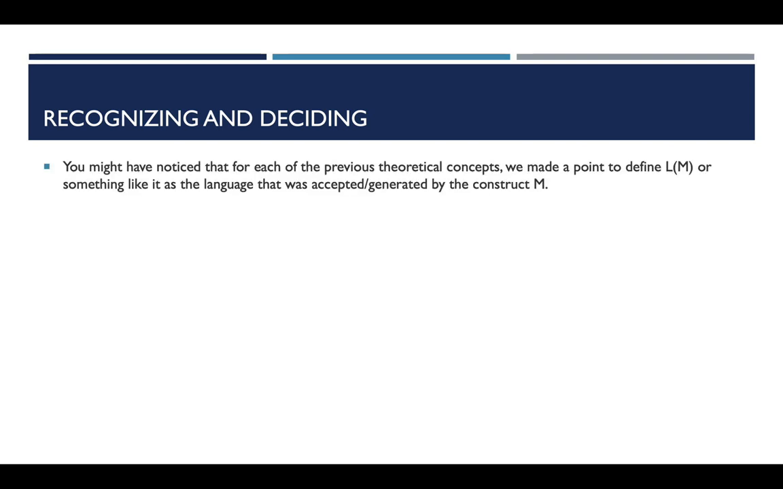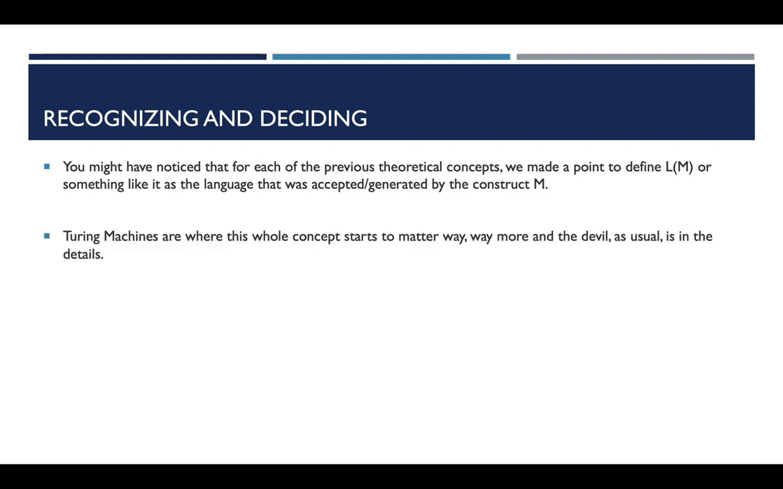We have made a lot of fuss previously to define what we've called L of M, and basically we've always called that the language that has been accepted or generated by some sort of construct, be it an automaton or a grammar or a regular expression, that we called M. If you remember for regular expressions, we said if we have some regular expression R, then L of R is the language that is represented by the regular expression R. For Turing machines, that concept becomes very, very important, and the devil here is really in the details.